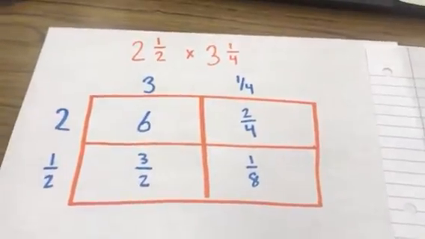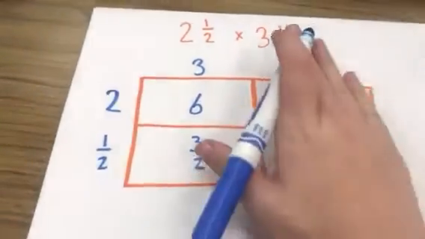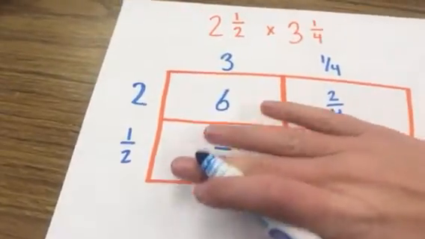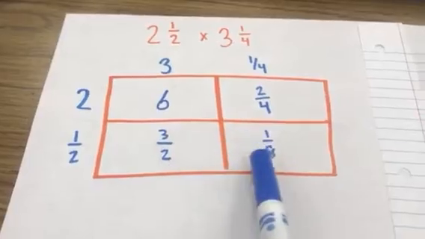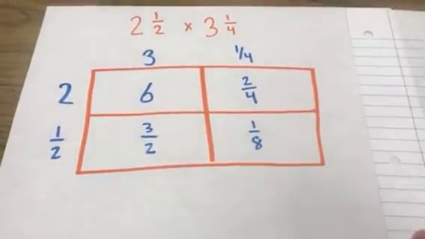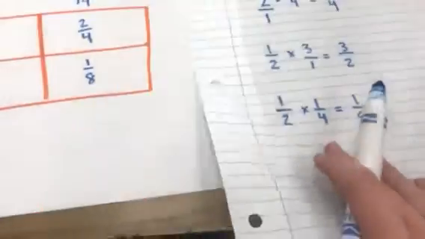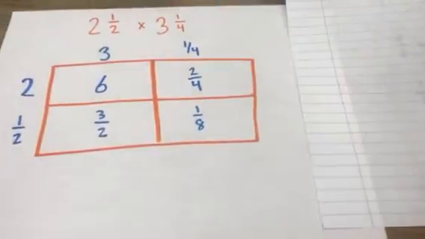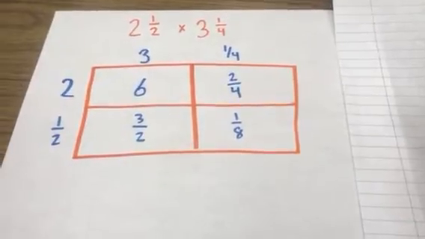Now, what makes this a little bit different and more challenging than what we did yesterday is that when we were multiplying yesterday, we could just look at our boxes and add it up in our head. It might have been 6 and 3/2, or it might have been 6 and 2/4. But right now, we have one whole number and 3 fractions. We're still going to add them, but I don't know how to add 3 fractions in my head. So I need to come over to a blank sheet of paper, and we're going to reel back in our skills for adding fractions.